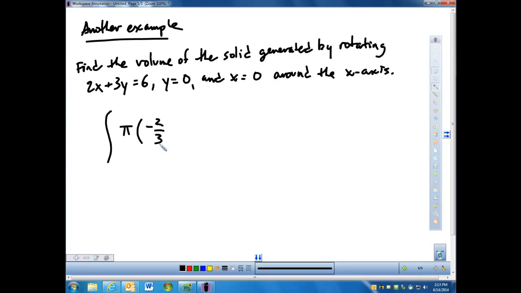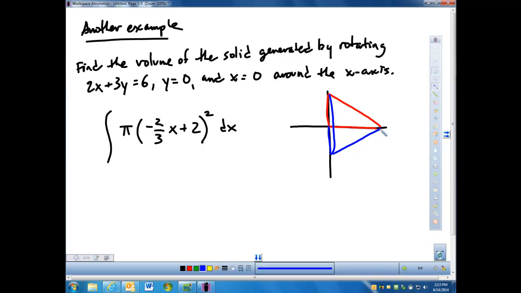And so what I've done is I have solved the original function for y, because that's the main function that I'm spinning here. Alright, I'm spinning that line, and there's my x equals 0 and my y equals 0 lines, and I'm spinning those around the x-axis. So since it's around the x-axis, everything in this problem is in terms of x.